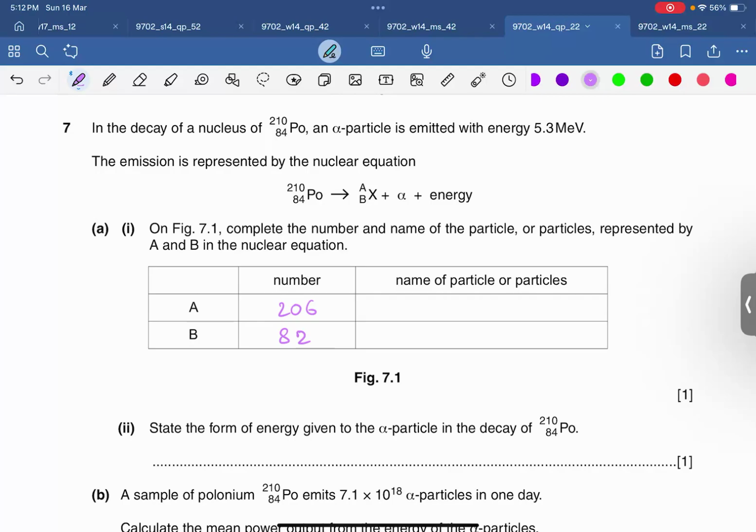So A is the nucleon number and B is the proton number. Okay, let's go.